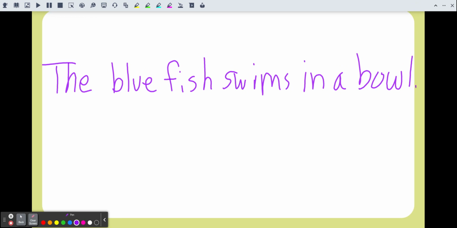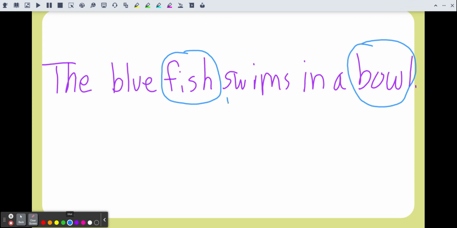So, what are our nouns? Okay, if you said fish, I'm going to circle it. That's correct. And if you said bowl, you are correct. What is our verb? Okay, what the fish does, which is swims, we're going to do a squiggly line. And our adjective. That is correct. Blue is describing the fish.